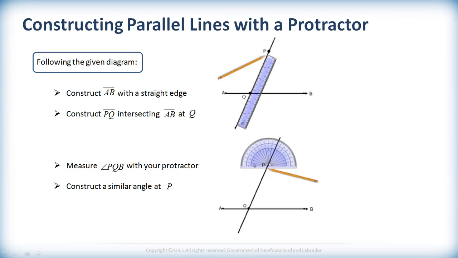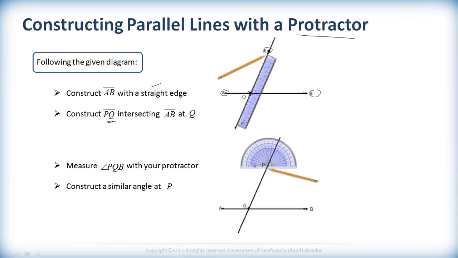It says, following the given diagram, construct... So what we're doing here, first of all, is we're constructing parallel lines with a protractor and a ruler, okay? So the first thing we would do is we construct this line AB that goes from here to here, okay? So that's our first step. This is the easier of the two ways, by the way. The second thing we have to do is we have to construct a line PQ, okay? So basically all you do is just draw another line that intersects the first one.